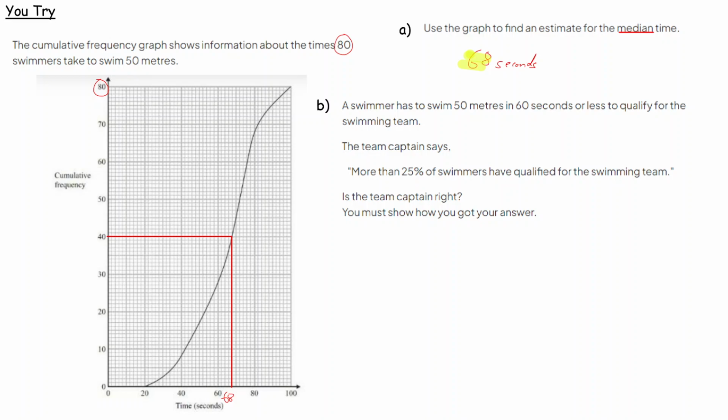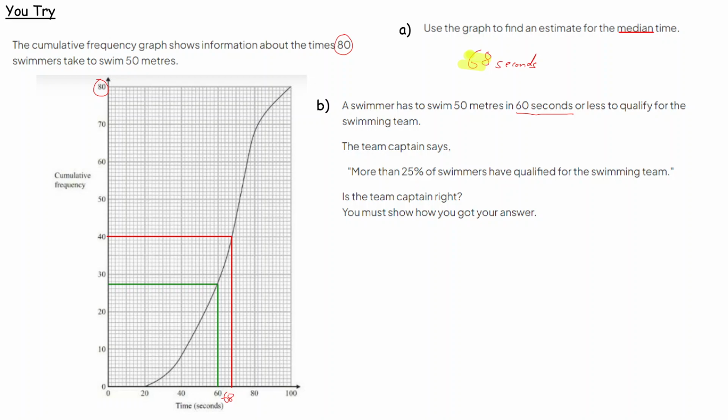Right, more than 25% of swimmers have qualified for the swimming team. Is the team captain right? So 50 meters in 60 seconds. We're looking at that time there, 60 seconds. Let's draw a line from 60 seconds. Let's make it in green. So we're going from here, that's your time, 60, all the way up to here, and then across, which is going to be over here.